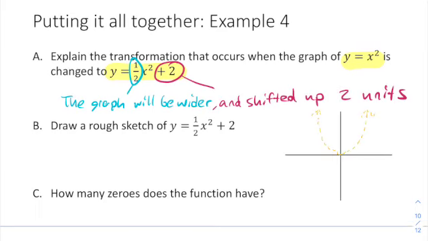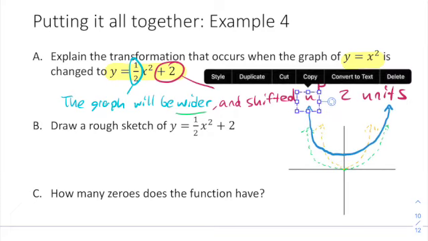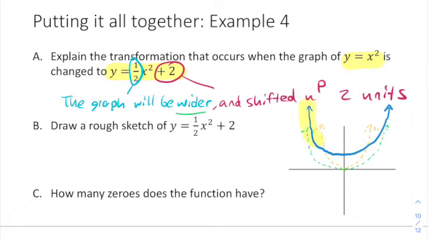Just like how we explained our transformation in 2 steps, we're going to draw this in 2 steps. The first step is going to be making the graph wider. So I'm going to draw a wider graph, and again I'm going to make it a dotted curve since it's not part of my final answer, and then I'm going to shift the graph up 2 units, which just needs to show that the graph is moving upward. And this wider graph shifted up 2 units is our final graph. Now again, this graph starts above the x-axis and only goes upward, so it's never going to hit the x-axis, meaning it has no zeros. And this problem is finished.